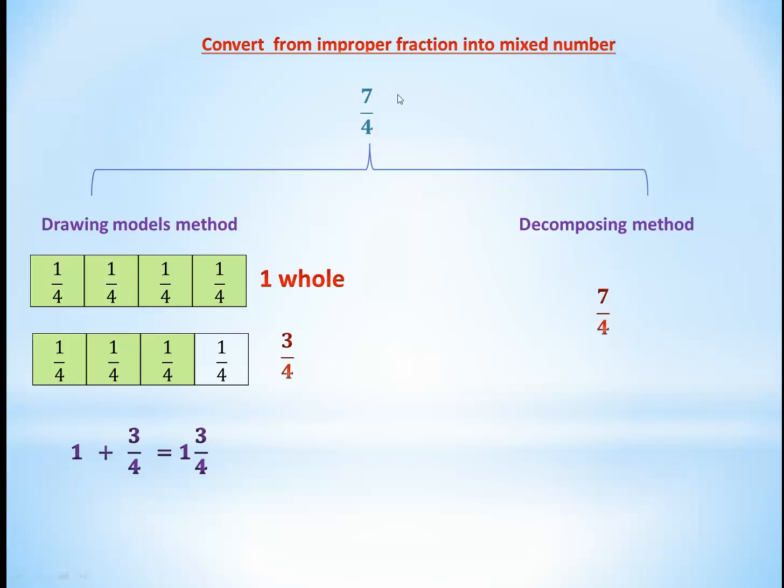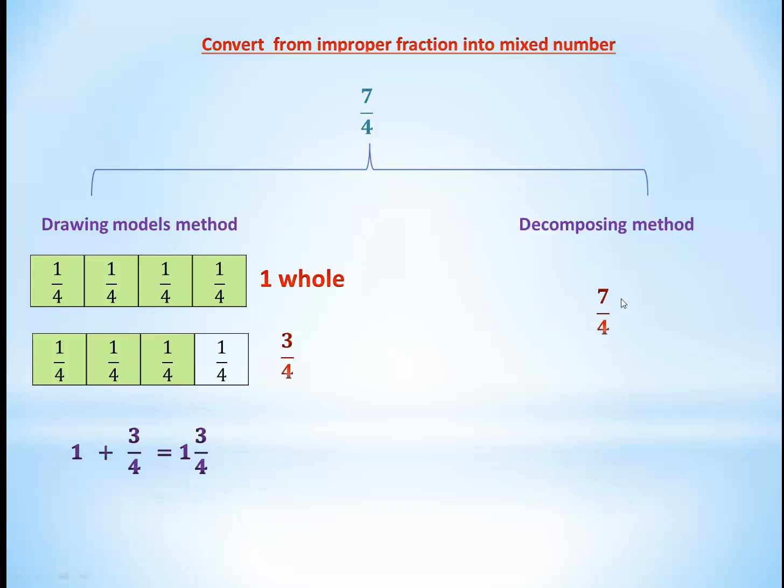Okay, but we need to draw 7 fourths, so we are going to draw another strip and divide it into 4 parts again, and we will take 3. So it will be 1, 2, 3, 4, 5, 6, 7. So it will be 7 fourths. These 4 fourths represent 1 whole. So we know that 4 fourths equal 1 whole. 1 whole plus 3 fourths equal 1 and 3 fourths.